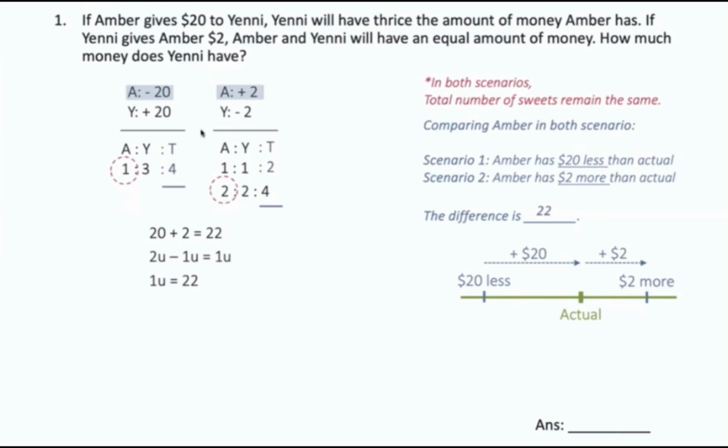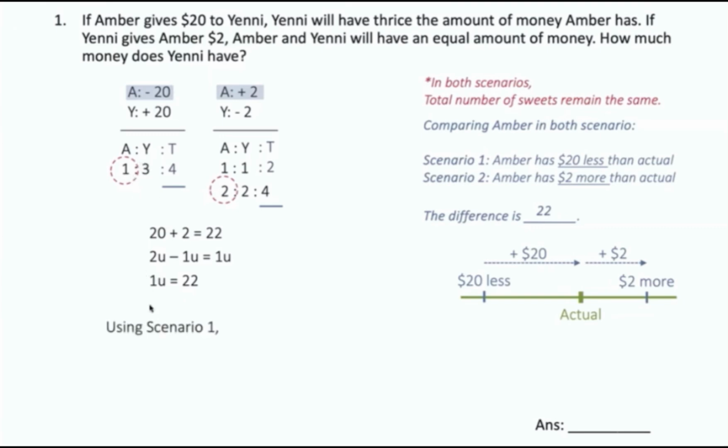Now, answer the question. How much money does Yenny have? So how much money does Yenny have at first? Or rather, there's no at first. In both scenarios, Yenny's money is the same. So if I were to pick scenario 1, I'll be using this Yenny 3 units. But do remember that in this scenario, there is a hypothetical $20 given by Amber to Yenny, which didn't happen. So we need to take that out.